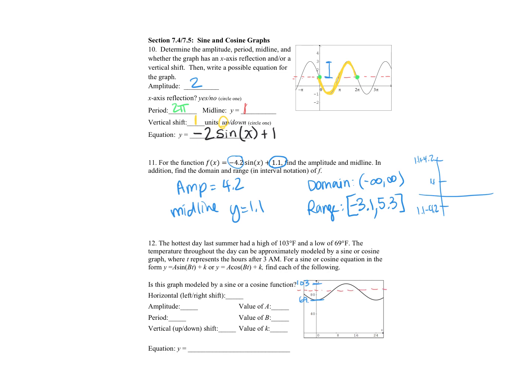So to find my midline, I'm going to take my max, 103, plus my min, 69, and divide by 2. That's going to average the two numbers. It's going to find the number that's exactly in the middle. So if I do 103 plus 69, and then I divide by 2, I get 86. So that is my vertical shift. So that means my value of k is 86.